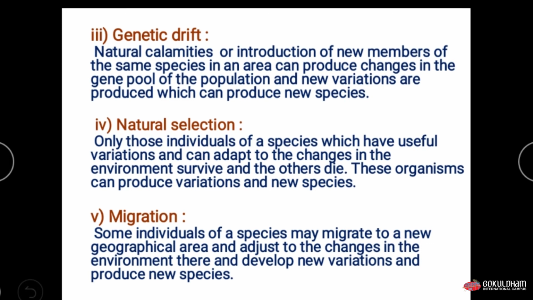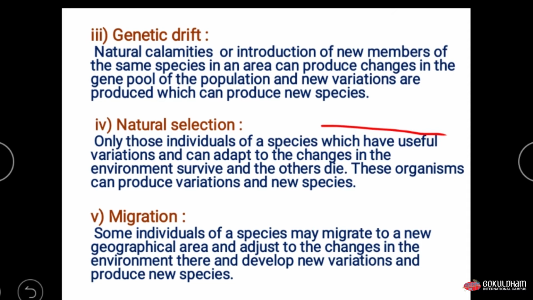Next factor is natural selection. Only those individuals or species which have useful variation can adapt to the change in the environment, and others die. This organism can produce variation and new species. Means in natural selection only those individuals or species will survive which have useful variation that can help them to adapt with the change in the environment, and this variation later leads to the formation of new species.